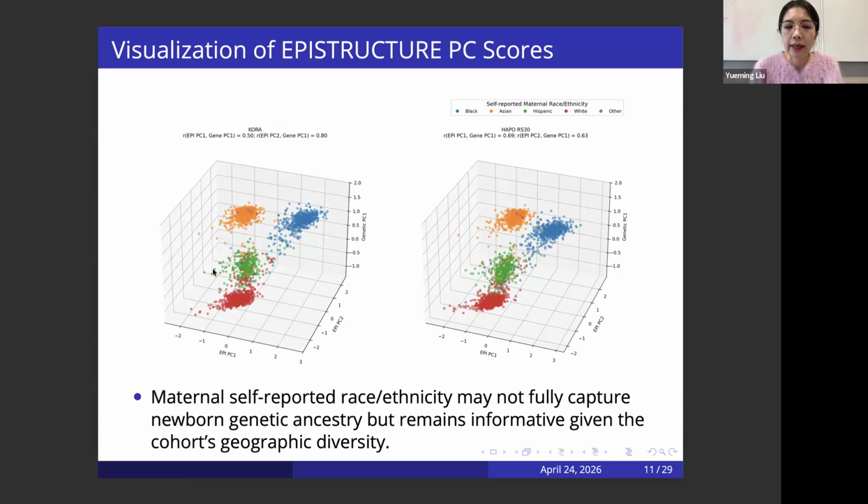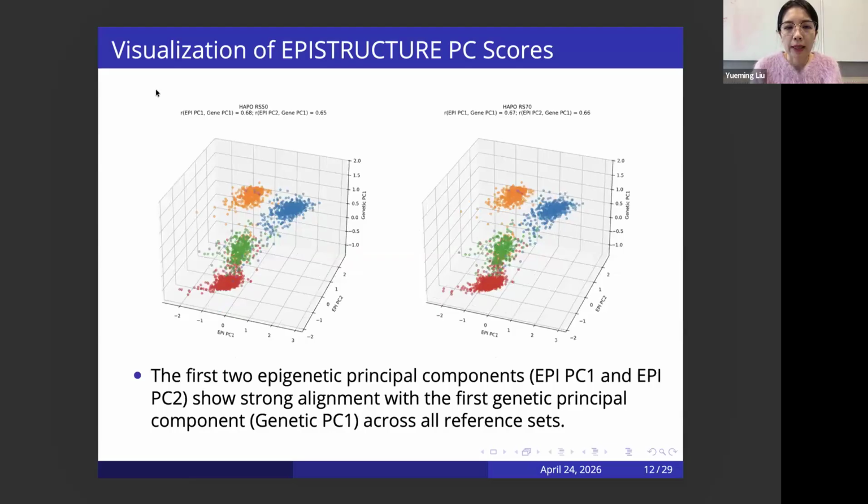Here we can see there is a strong alignment between the top PC score generated from the genetic data and the top 2 PCs generated from epi-structure. The left-hand side is based on the CORA reference set. The right-hand side is HAPO-30. Here are HAPO-50 and HAPO-70, and they are pretty similar. The reason we present these figures is that it means the epi-structure-based procedure for ancestry adjustment is pretty robust.